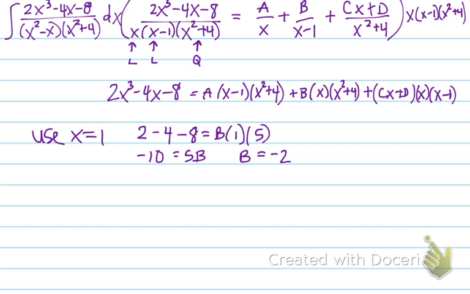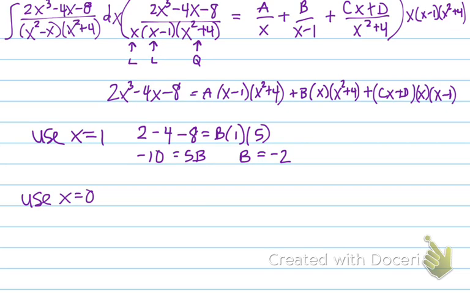Let's see if there's anything else I can substitute in that will cancel out some other things. What about if I use x equals 0? With x equals 0, the a term won't be affected because that doesn't have that as a solution for any of the roots. The b term will cancel because it has an x, and the cx plus d term will cancel because it also has an x. So that's going to help us out. So let's try this one.